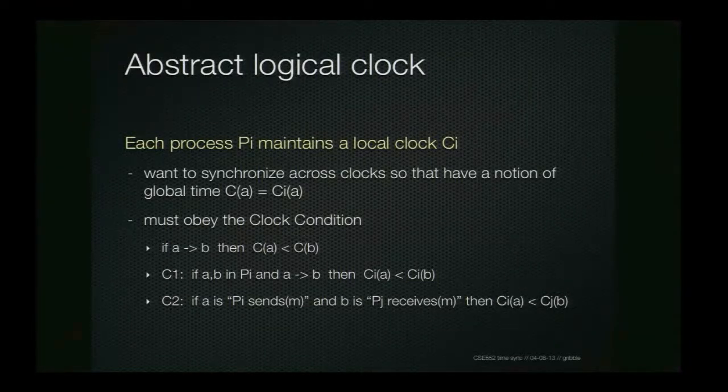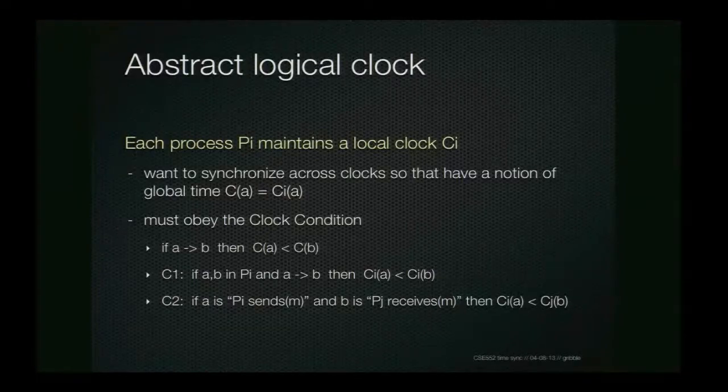Okay. So given that clock condition, Lamport basically boils it down to two subconditions, which is what we were just talking about. If we focus on a single process, and we have two events on that process such that A happens before B, then the clock counter on that process at A must be less than the clock counter on that process at B.